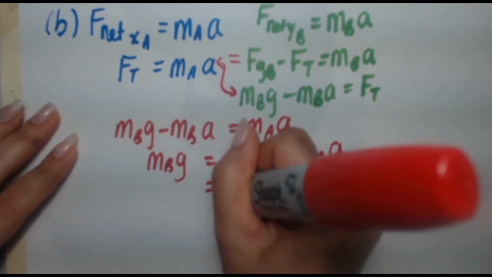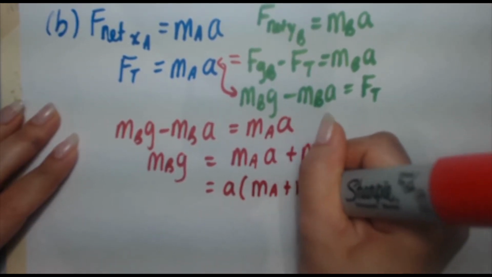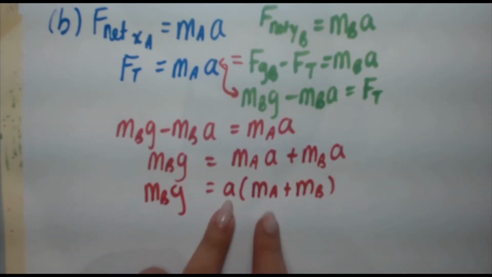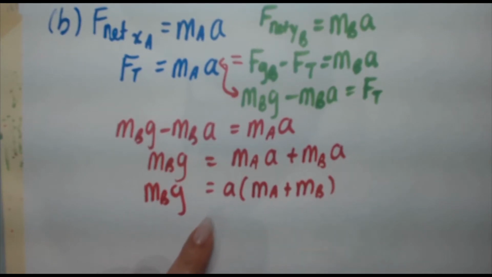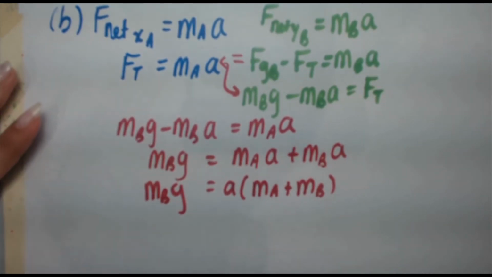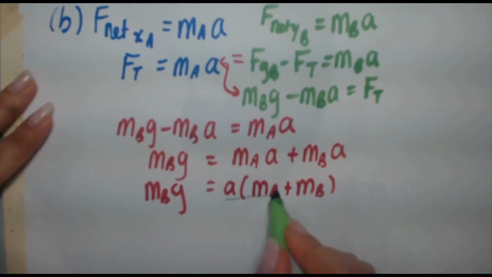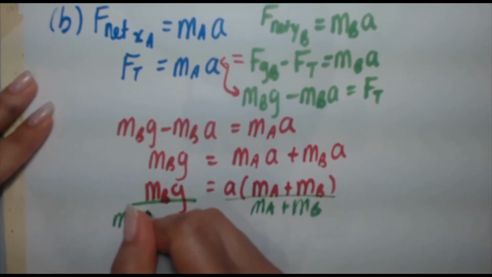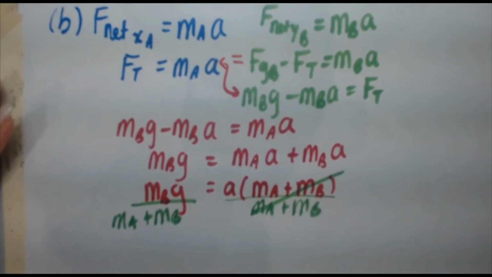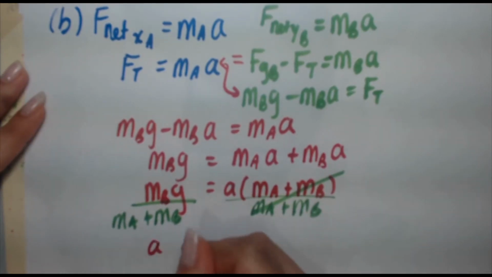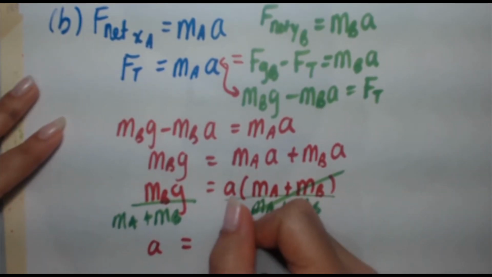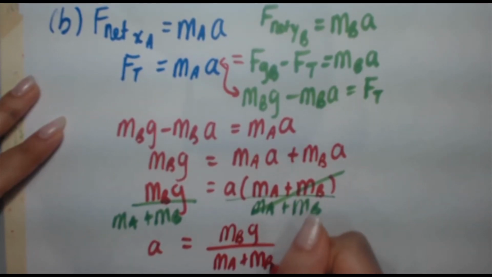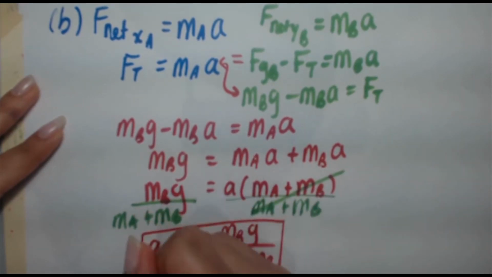Okay, we're going to isolate the a here, take it out. M_A plus M_B, times a, equals M_B g. Now to get a by itself, it's being multiplied by the sum of M_A and M_B. So divide both sides by M_A plus M_B. So that cancels out on the right. Now simply rewriting this so a is on the left, you get a is equal to M_B g over M_A plus M_B. So there is your expression for the acceleration.